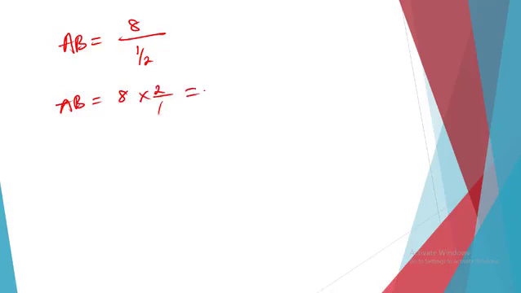Okay, line AB will then be equal to 8 over, what's the value of cos 60? Cos 60 is 1 over 2. Therefore, line AB is equal to 8 times 2 over 1. And that will give us what? 16. So line AB is equal to what? 16 cm. As simple as that.